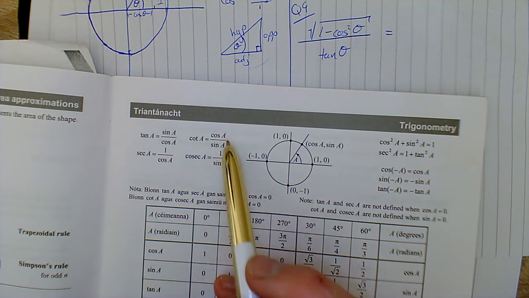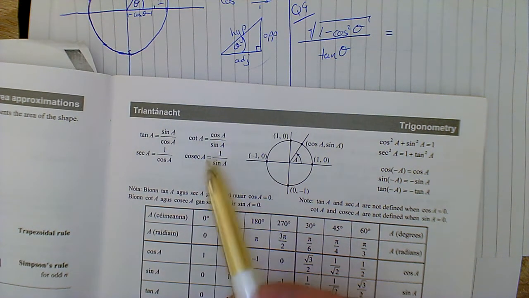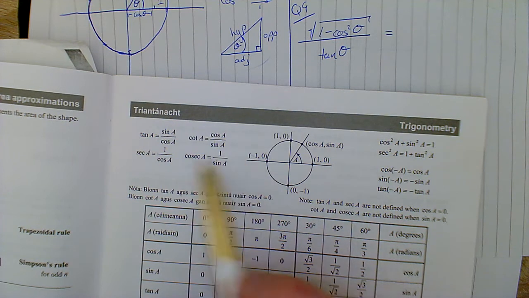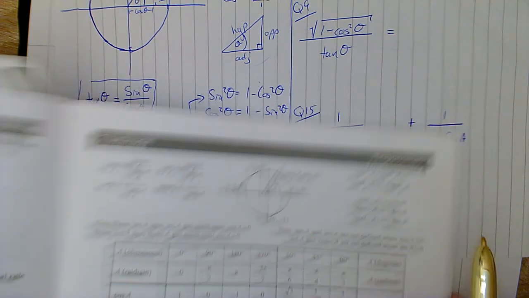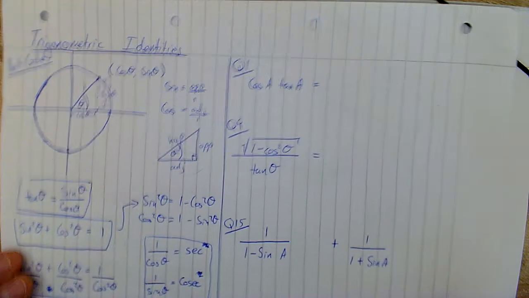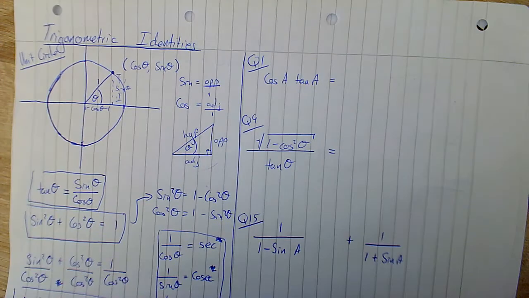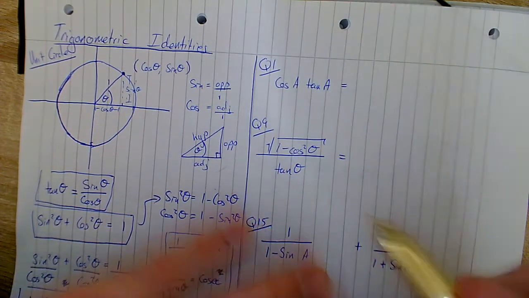Looking at some questions, on page 307, question 1 says, show that cos A tan A will give sine A. So you're trying to show that this will equal sine A. Well, if we take our identity for tan A that we now know, you can always replace tan A with sine A over cos A.